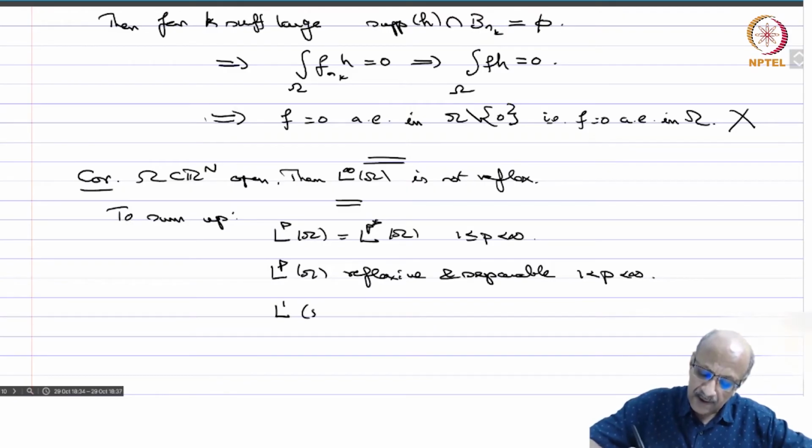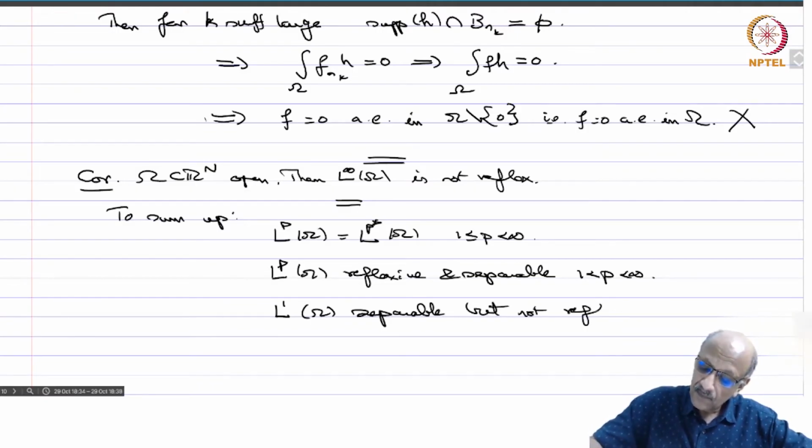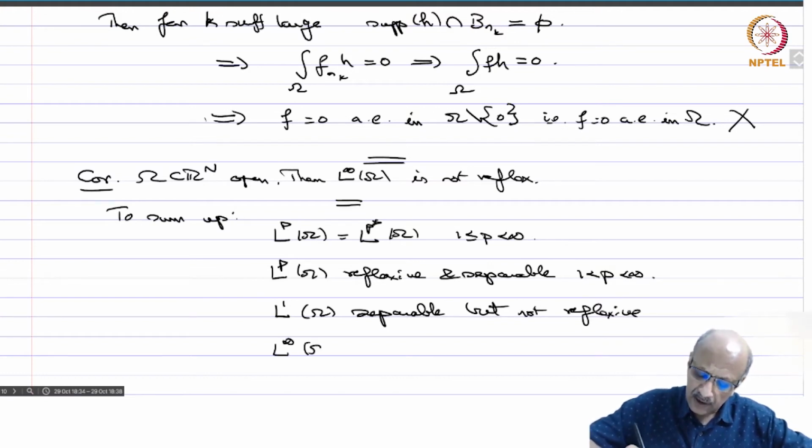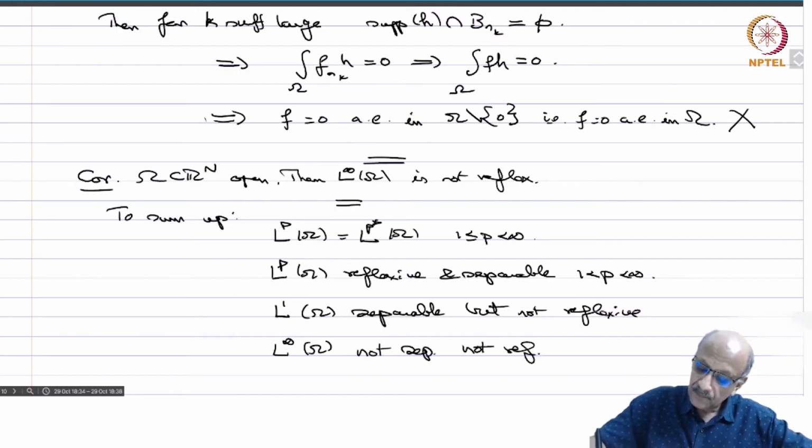L1 of omega is separable but not reflexive, and finally L infinity of omega is not separable, not reflexive. Okay, so this is the summary of all that we have done so far.